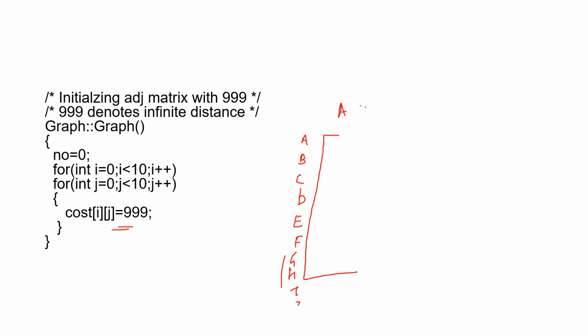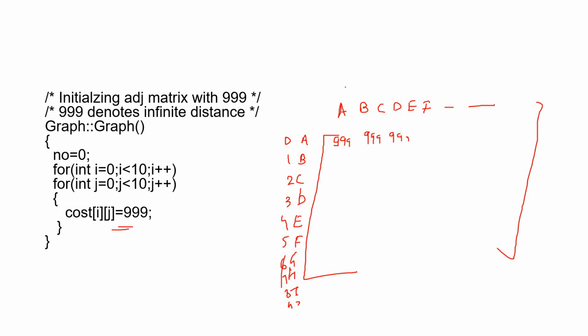Here in the columns also it will be A, B, C, D, E, F, G, H, up to 10 vertices. And here I am initializing A to A is 999, A to B is 999, A to C is 999, because 10 rows and 10 columns are there. So the rows are 0, 1, 2, 3, 4, 5, 6, 7, 8, 9, and the columns are also 0 to 9.